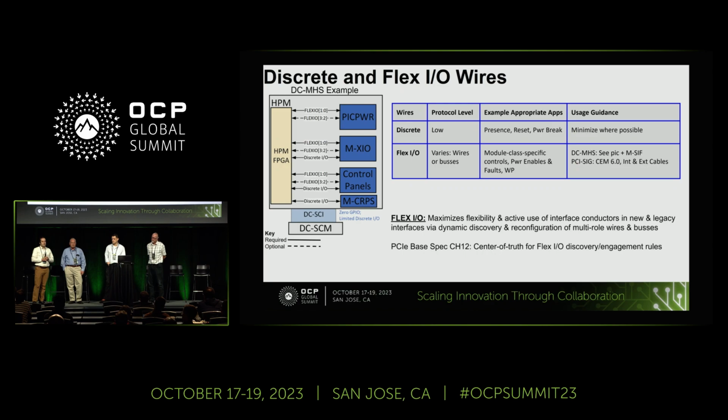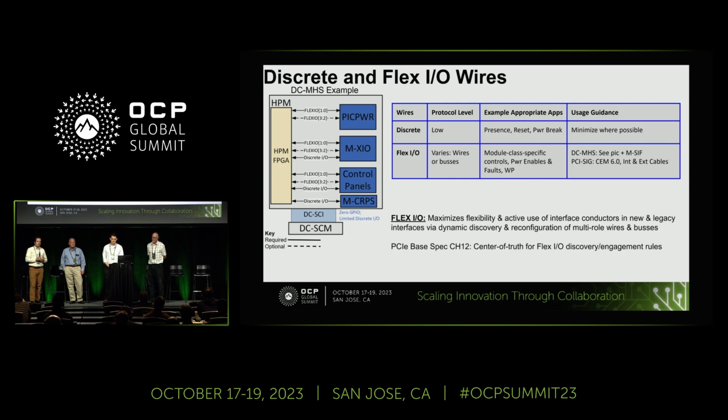Right? So what we have been doing on DC-MHS since we started with these work groups was to introduce these different flex I/O capabilities. So right now we are supporting them on the peak power connectors, on the control panel, on the MX I/O. And the idea of this flex I/O is to take a little bit more advantage of those discrete wires that we're already routing between the different subsystems, in order to improve the density of the connector and take better advantage of what we are currently routing from the board to the end form factor, right?